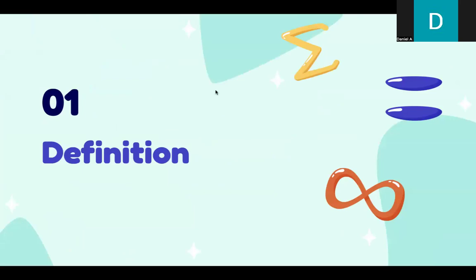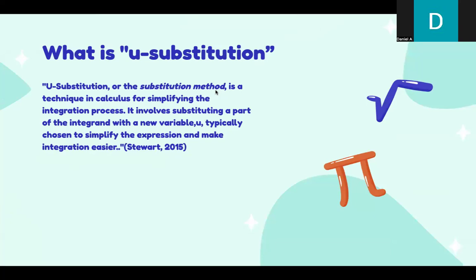Let's go first to the definition. So what is U substitution? U substitution, or the substitution method, is a technique in calculus for simplifying an integration process. It involves substituting a part of the integrand with a new variable, U, typically chosen to simplify the expression and make integration easier. From Stewart 2015.